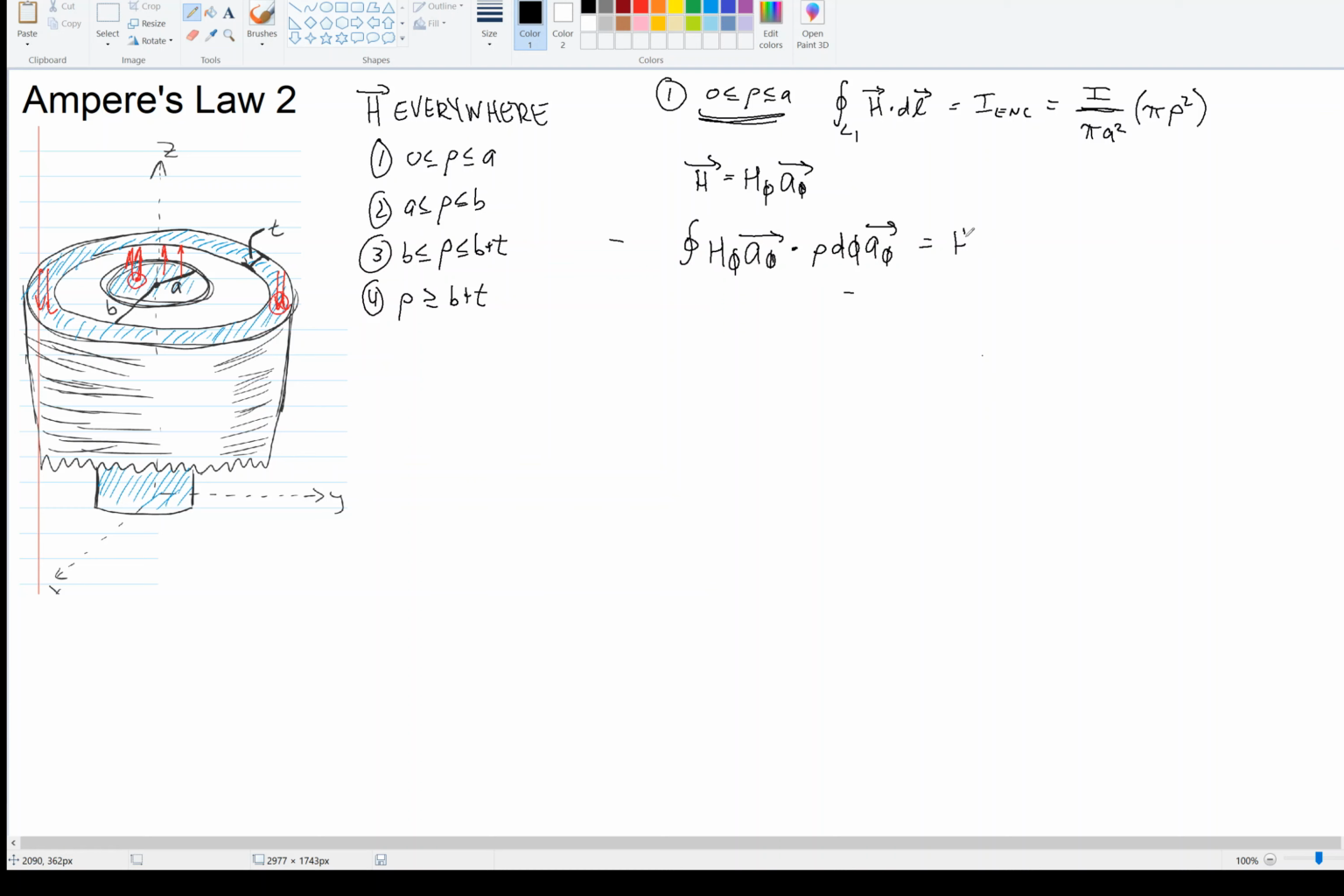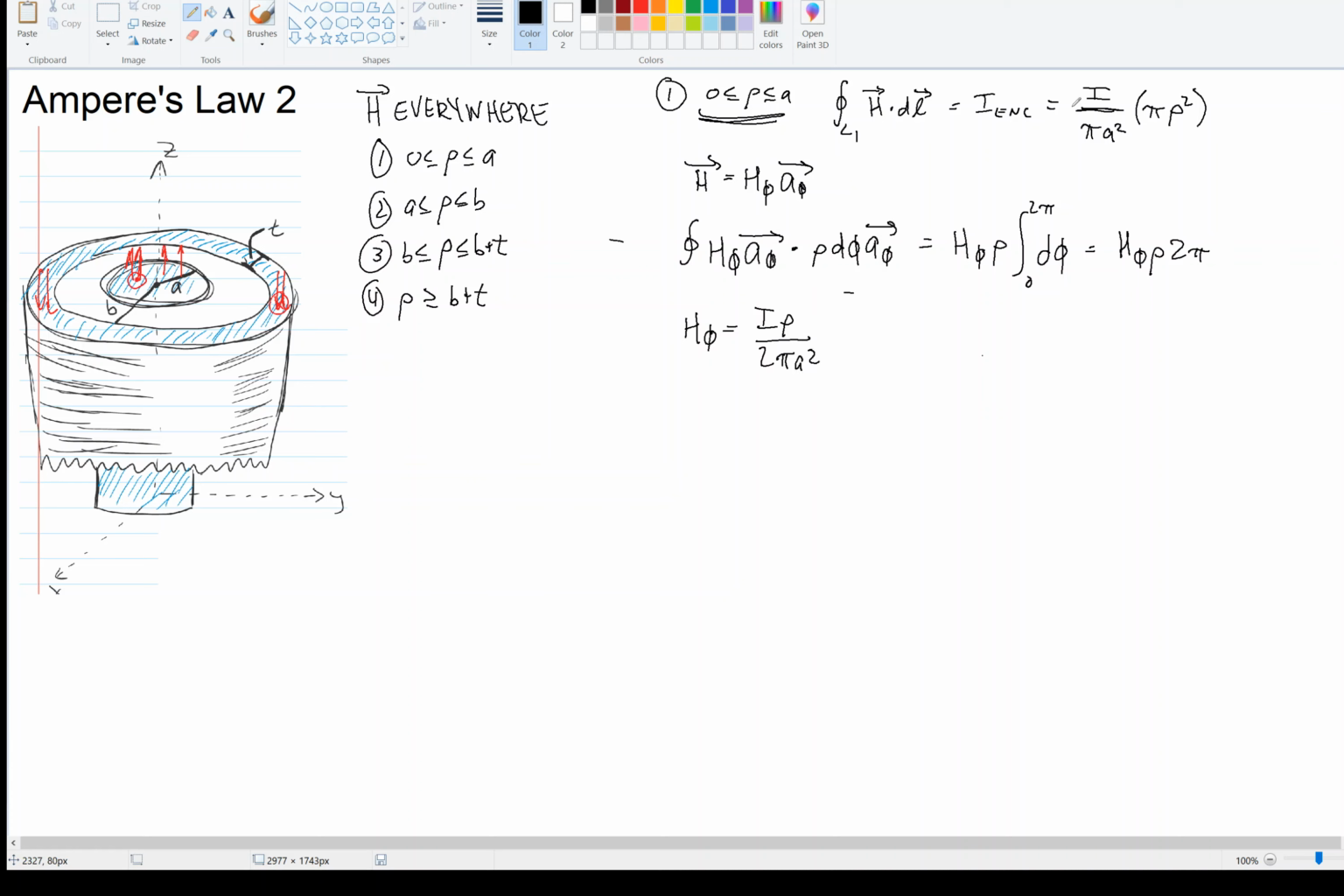And so what we get is that H phi can come out, the rho can come out because it's not a function of phi. And then we integrate phi from 0 to 2 pi. We go all around the Amperian path. And so this is just a constant. We tack on a 2 pi. And again, that's equal to the enclosed current here. And so if we solve for H phi, we get I rho over 2 pi a squared.